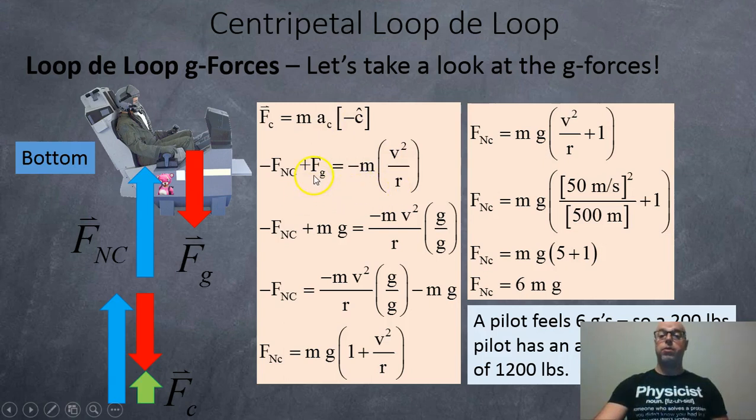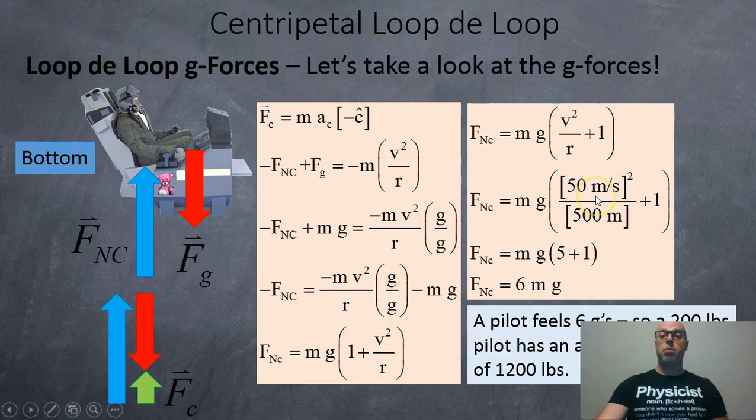We're going to replace the force of gravity with mg. And then we want to get an mg on the other side as well. So what we're going to do is multiply by g over g, which is just a 1. Now we can get an mg, bring the other mg over, and now we have an mg and another mg right here. So we can factor the mg, and we're going to be left with 1 plus v squared over r, or better, if you write v squared over r plus 1.